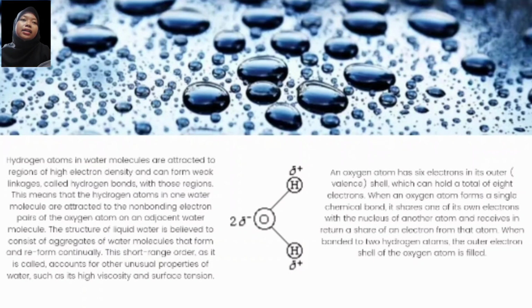So, an oxygen atom has 6 electrons in its outer valence shell, which can hold a total of 8 electrons. When an oxygen atom forms a single chemical bond, it shares one of its own electrons with the nucleus of another atom and receives in return a share of an electron from that atom. When bonded to 2 hydrogen atoms, the outer electron shell of the oxygen atom is filled.